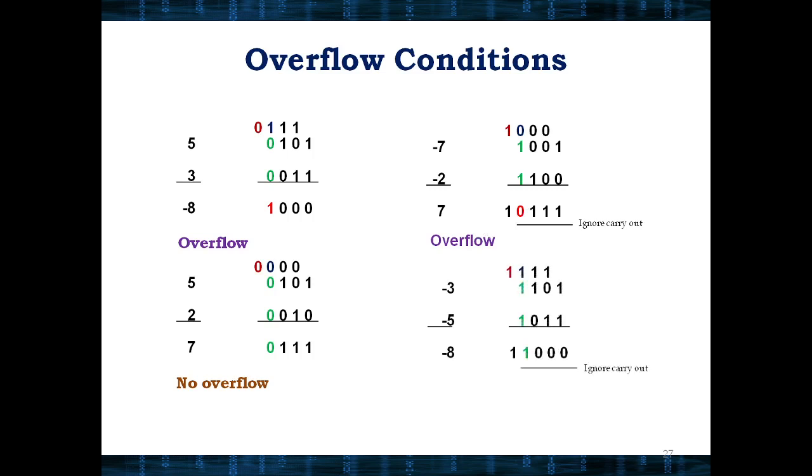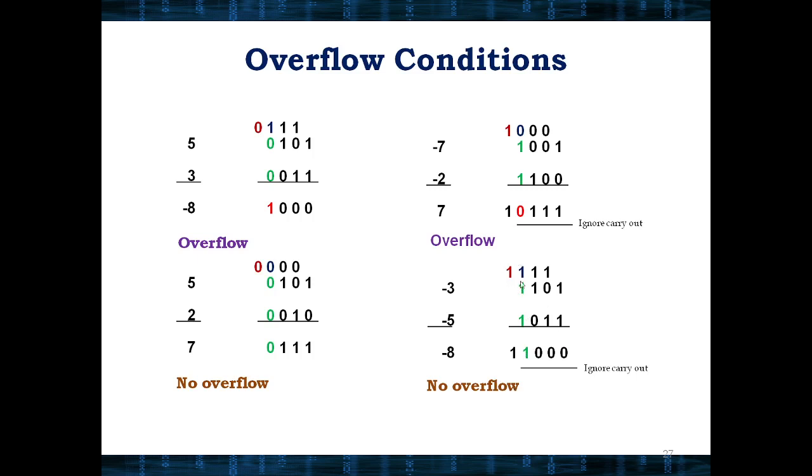-3 and -5, again you have to change it into 2's complement form. Then when you add this, you will get the answer, that is -8. Okay, but here both the numbers are negative numbers. The MSB bit is 1, that means a negative number, and the result is also on the negative side. So there is no overflow.